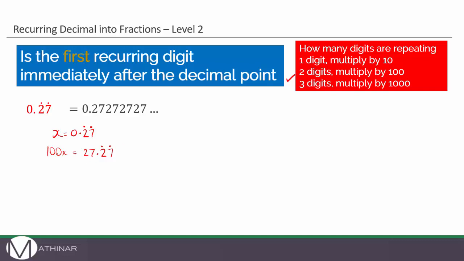Next, we subtract. So 100x take away 1x is 99x. And 27.27 recurring take away 0.27 recurring is 27. So 99x equals 27. Therefore, x is equal to 27 over 99. And you need to simplify this fraction if possible. Now, both numbers can be divided by 3, which gives us 9 over 33. And what you'll notice is that they can both be simplified further by dividing by 3 again, giving us 3 over 11. That doesn't simplify any further, so your final answer to this question is 3 over 11.